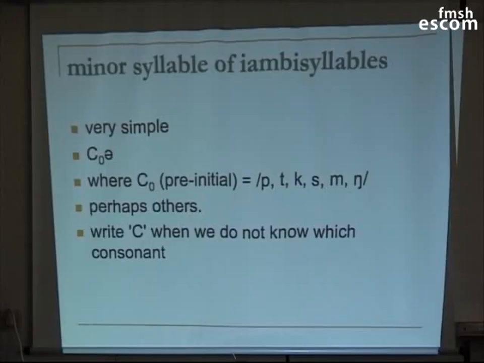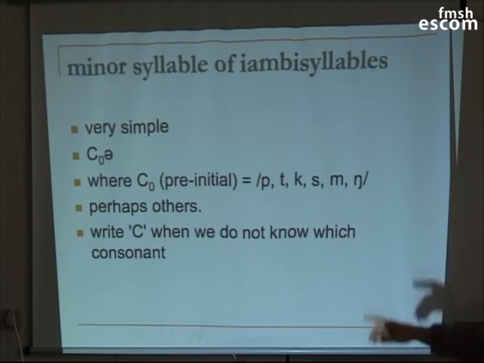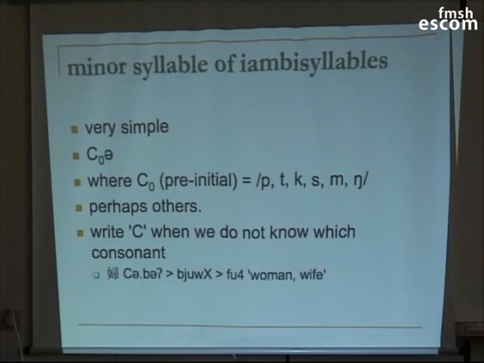At times we know that there was a minor syllable. For instance, when we see a softened initial, that tells us there was a minor syllable, but we don't necessarily know what the consonant was. And when that happens, we use a C to write the initial consonant. Example: the word for woman, where we know that there was a minor syllable, but we don't know what it was.